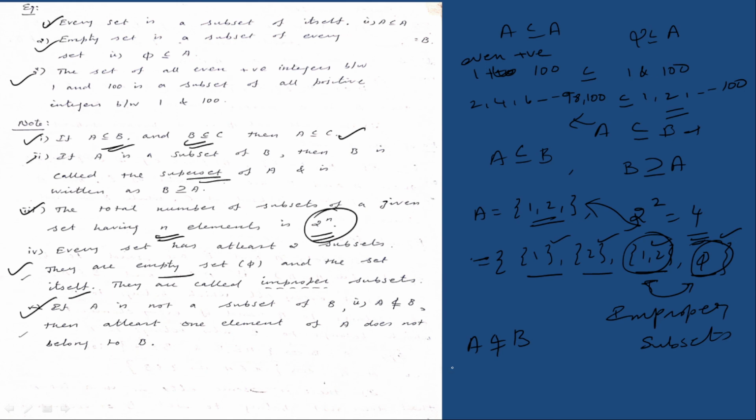What is the meaning of this? If A is not a subset of B, it means there exists an element in A that doesn't belong to B. The meaning of subset is that every element of A also belongs to B. That is the definition. If at least one element in A doesn't belong to B, we can say A is not a subset of B.